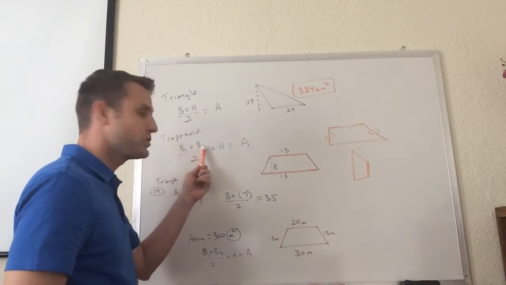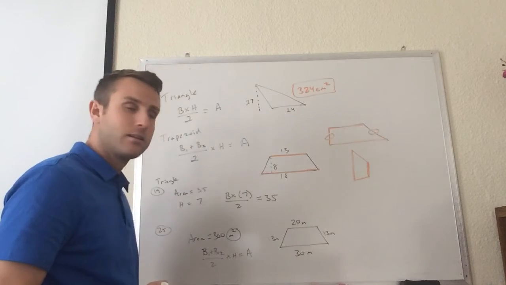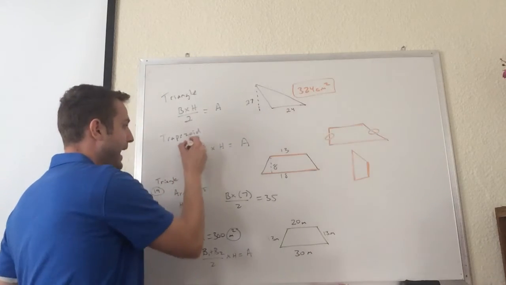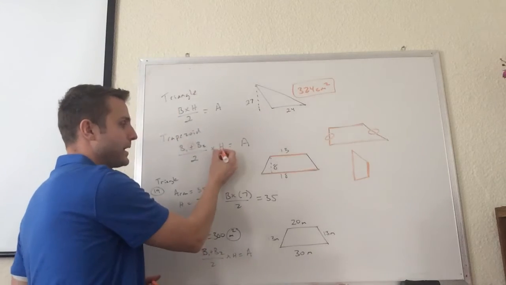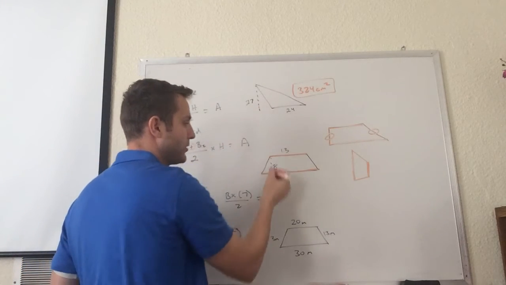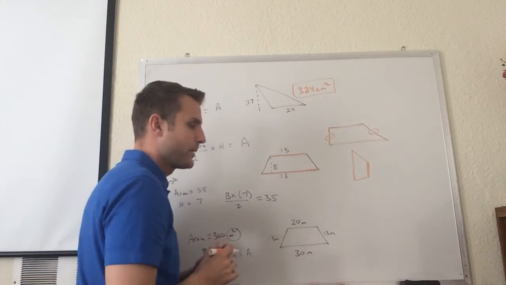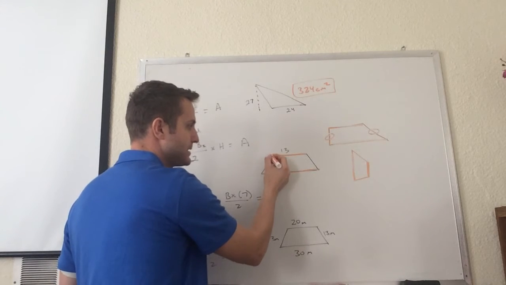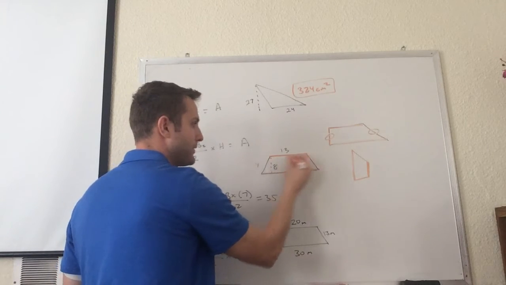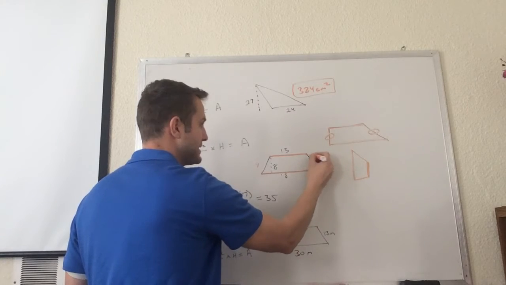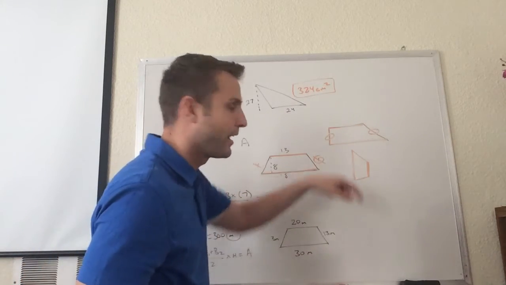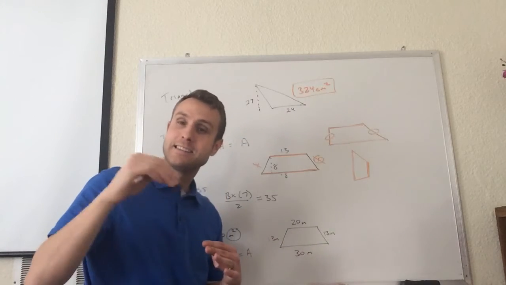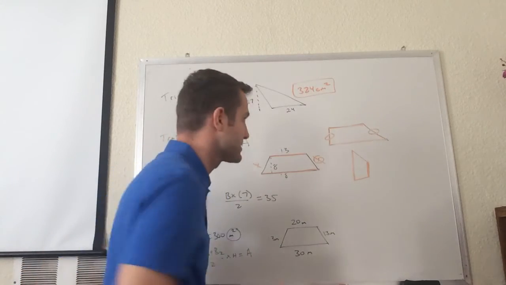So I'm going to add the two bases together, not multiply, add, divide by 2, then multiply by the height. Just like for a triangle or for a parallelogram, the height is always going to be the distance between these two. So if you have a number over here and a number over here, this is not the height. The curved sides are not the height. The height is the distance between the parallel sides.